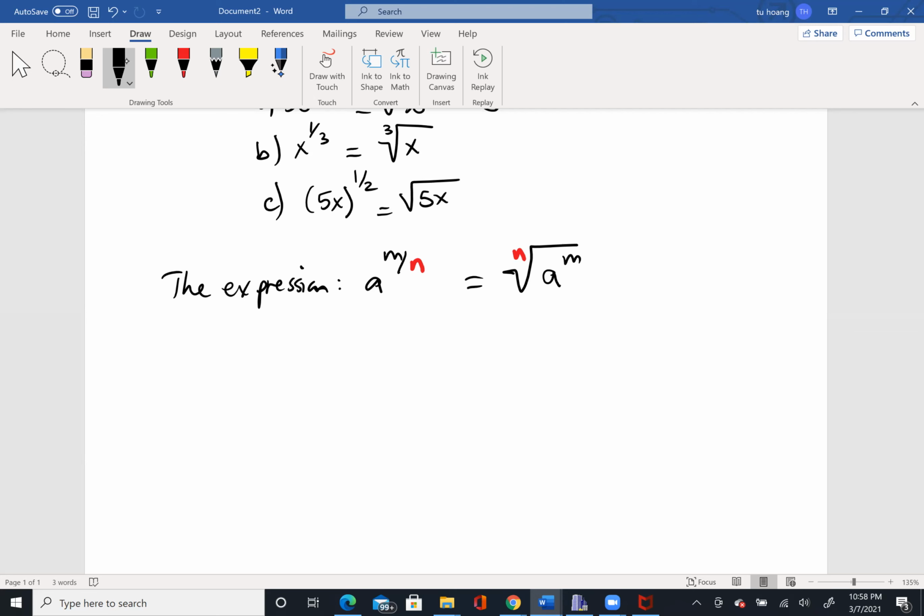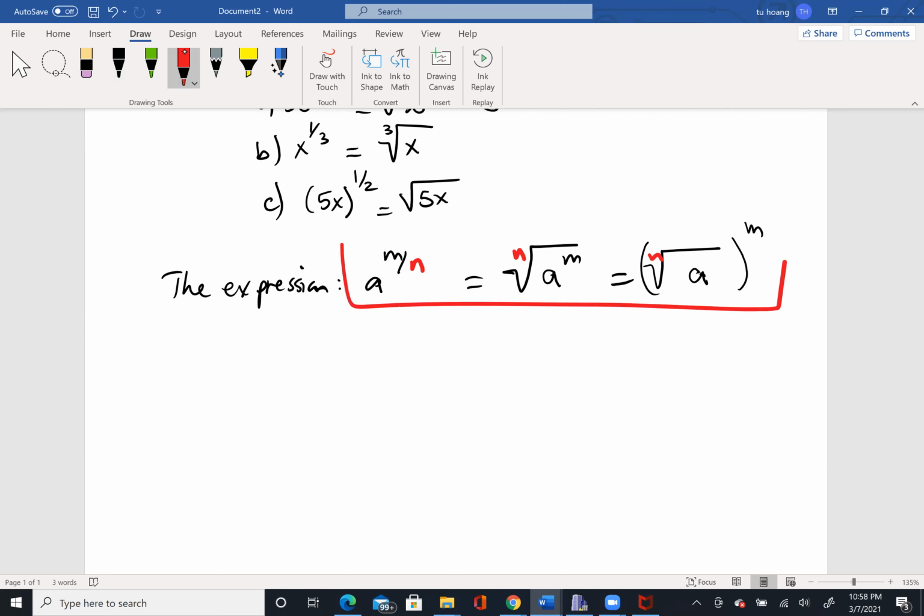There is another way to write it: the nth root, where the radical is a, but everything is now to the power m. So please remember this formula.